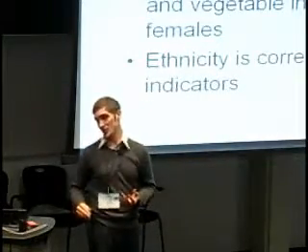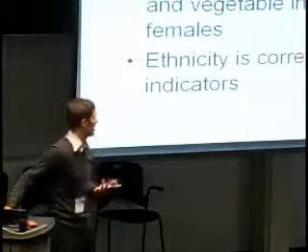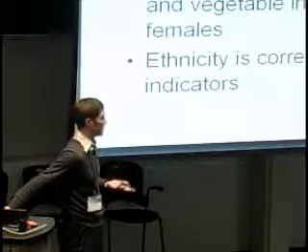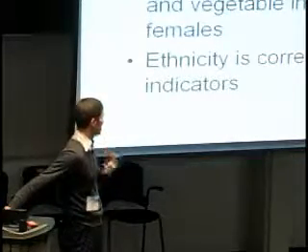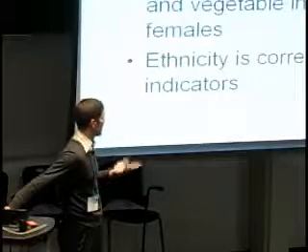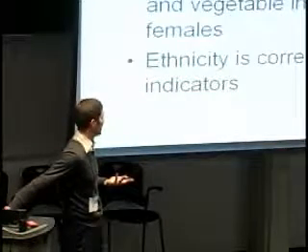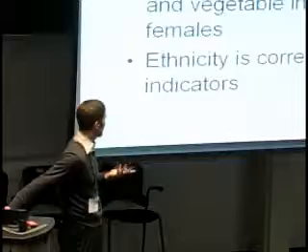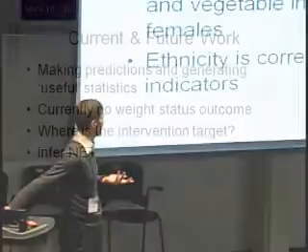I know that social class is highly correlated with fruit and vegetable intake in both males and females. So this might be used by policymakers to identify relationships they may be able to look at. And further, ethnicity is also correlated with energy intake indicators.